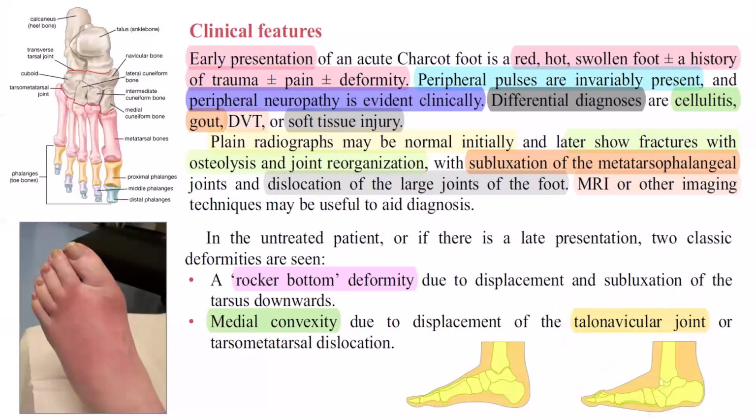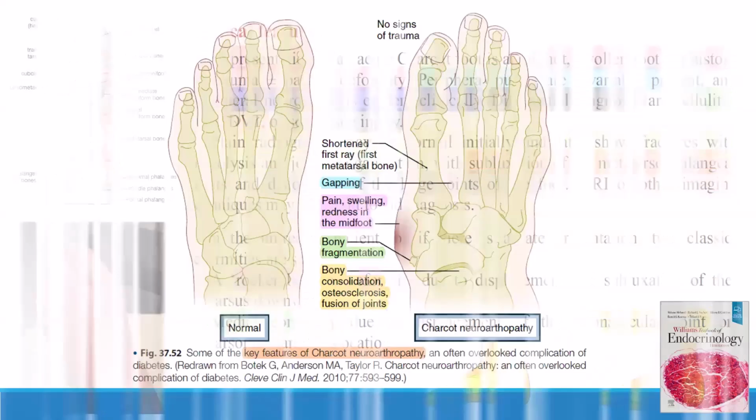The plain radiograph may be normal initially, later showing fracture with osteolysis and joint disorganization with subluxation of the metatarsophalangeal joint and dislocation. We can classify it into two classical presentations: rocker bottom deformity and medial convexity due to the displacement of the talonavicular joint. So we have two different forms: rocker bottom deformity and medial convexity due to the displacement of a specific joint.